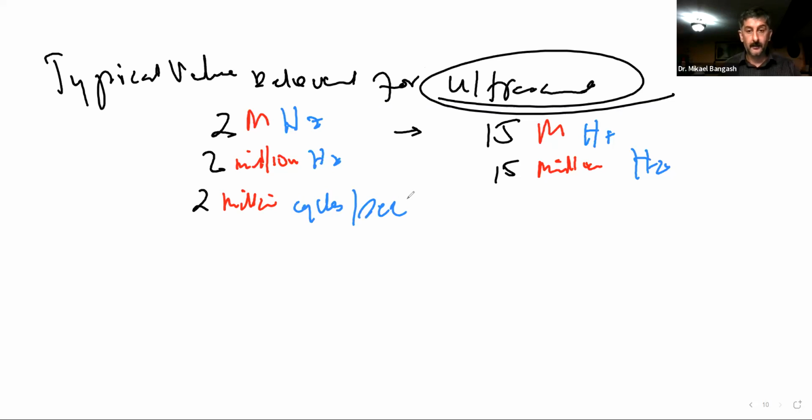Whereas here, 15 will mean 15 million cycles per second.